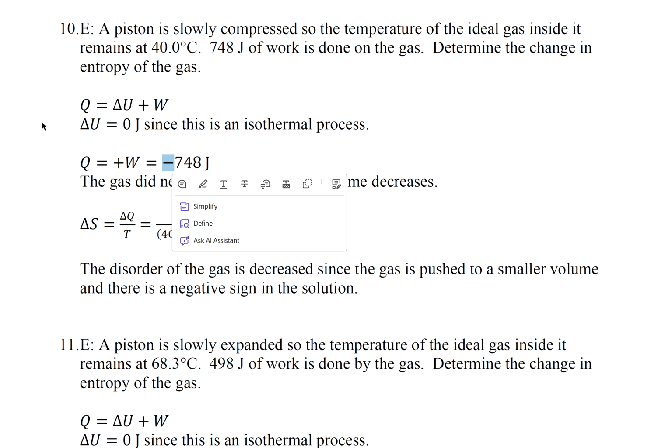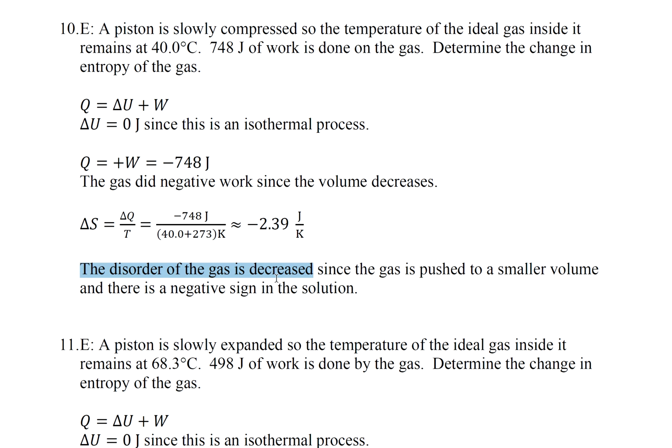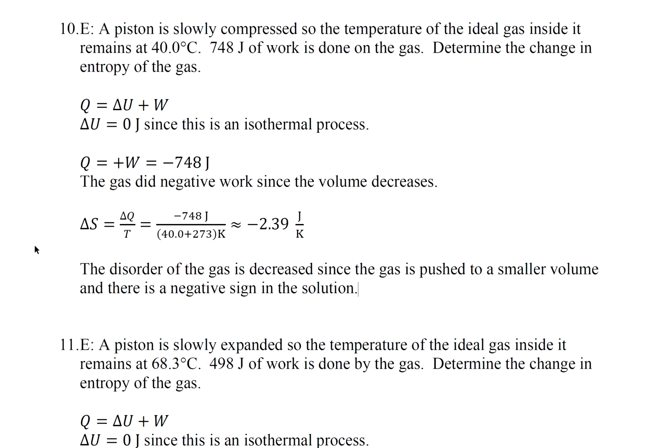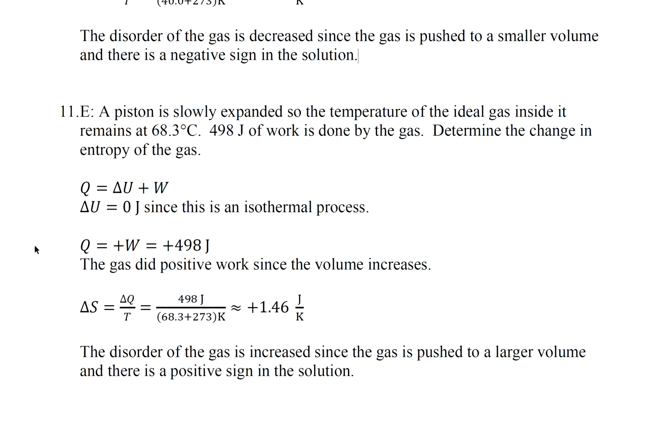This is negative because it was compressed. So delta Q is minus 748 joules, and delta S is negative. This is important here. The disorder of the gas is decreased since the gas is pushed to a smaller volume, and there is a negative sign in the solution.